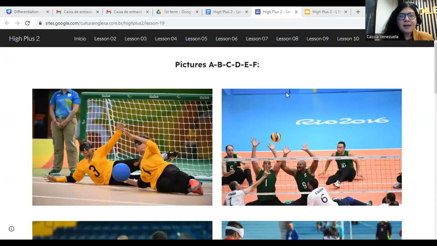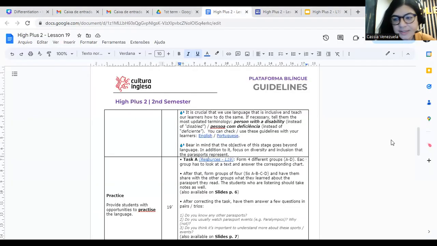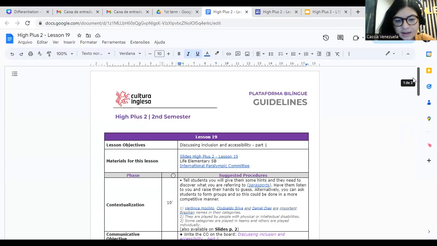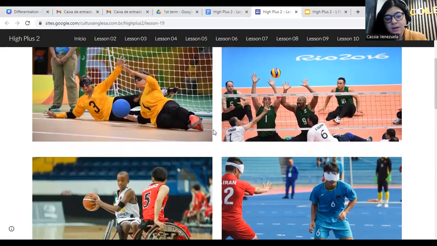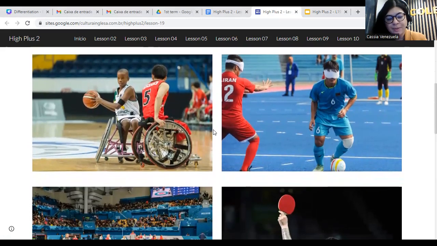So this is a lesson from High Plus 2, so this should be taught in the second year of high school. And the objective of this lesson, as you can see here, is by the end of the lesson, students will be able to discuss inclusion and accessibility. So here, the proposal is that students take a look at some pictures. First they have to know what kind of sport those pictures represent.